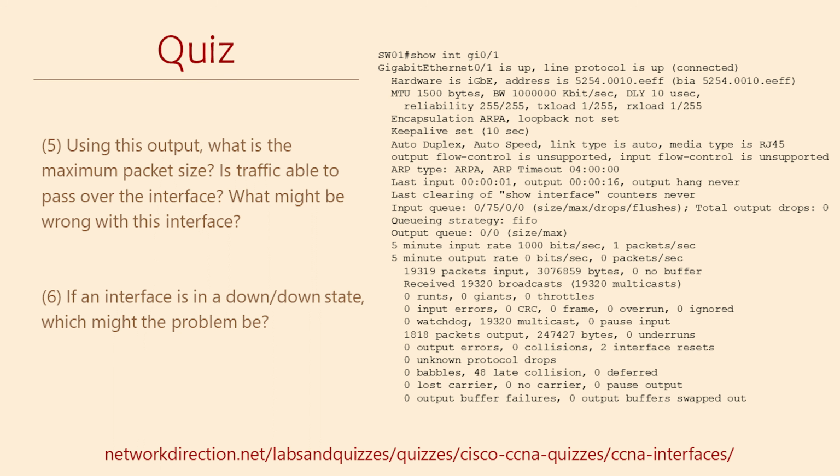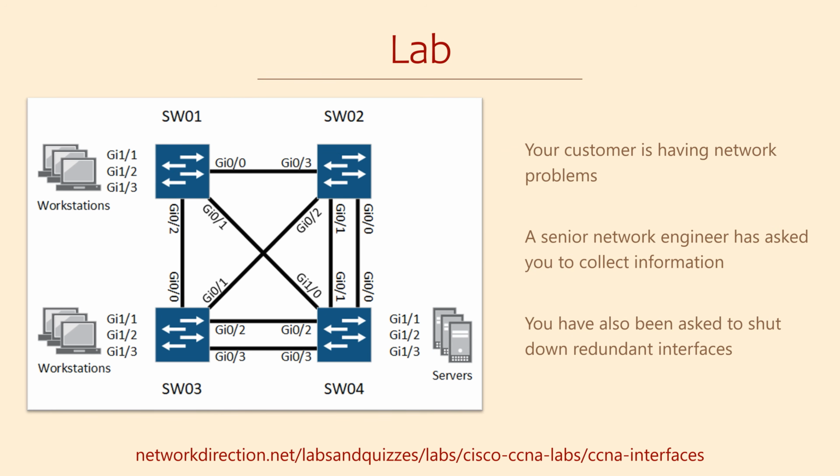Here's an interesting question for you to consider. Can you see what might be wrong with this interface based on this output? Here's another opportunity for you to test your skills in the lab. This is the same topology as the last video, so I'm sure you're comfortable with it. This time, the customer has reported network issues. You have been given the task of collecting troubleshooting information, as well as shutting down redundant interfaces. Are you up to the challenge?